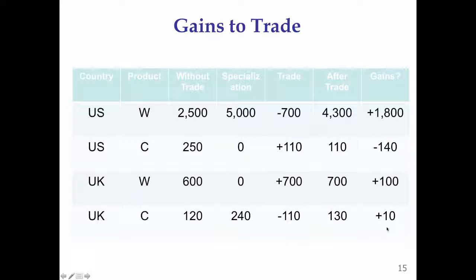So the big question is, which country, or are both countries, better off through trade? Now, it looks fairly obvious to me that the UK is definitely better off through trade. It ends up with more wheat and more computers than if it didn't trade. So I would look at that and say, yeah, clearly the UK is better off. But what about the US? The US is better off in terms of wheat, but worse off in terms of computers. So it's harder to see for the US if trade is beneficial to them or not. And remember, trade must be beneficial for both nations for trade to exist.